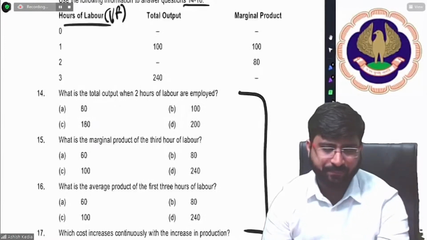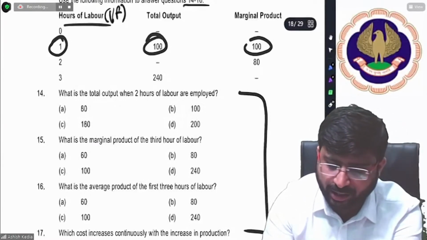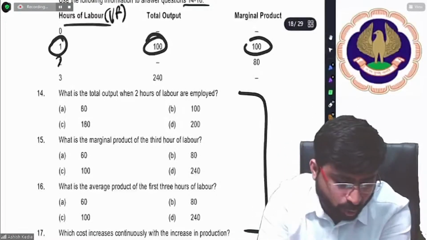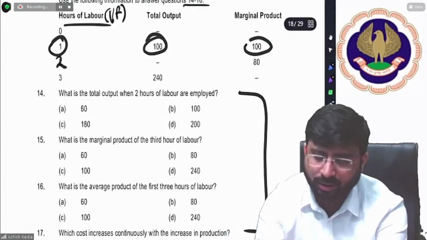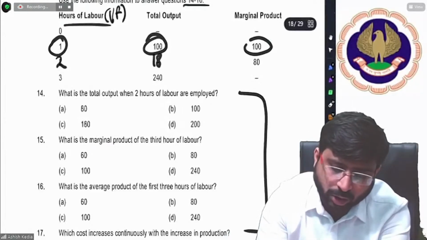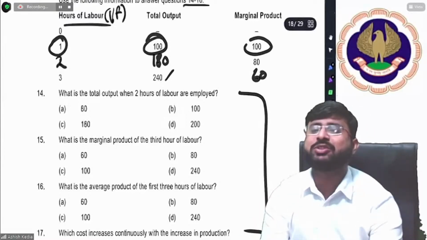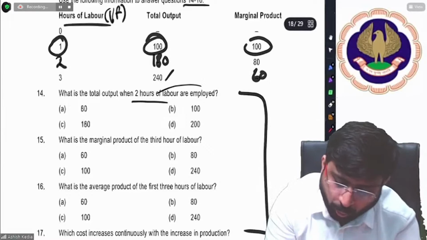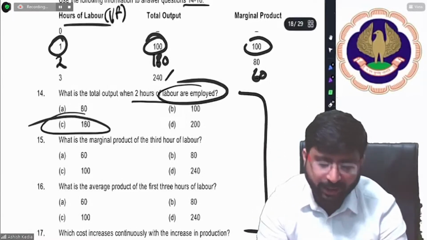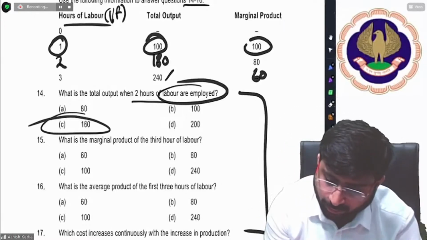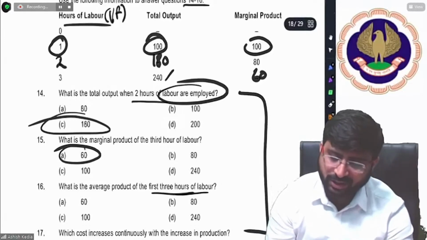So see, when you hire one laborer, total output is 100 and MP is 100. When you hire two laborers, marginal product is 80. So it is increased by how much? It has increased by 80. So total output is 180. Now it is 240. So it must be 60. Let's see what they are asking. What is the total output when 2 hours of labor are employed? So at 2, it will be 180. Done. What is the marginal productivity of the third unit of labor? Done. 60.